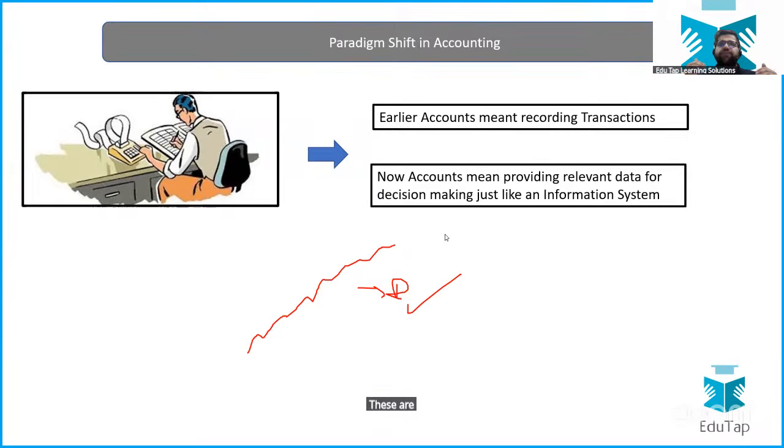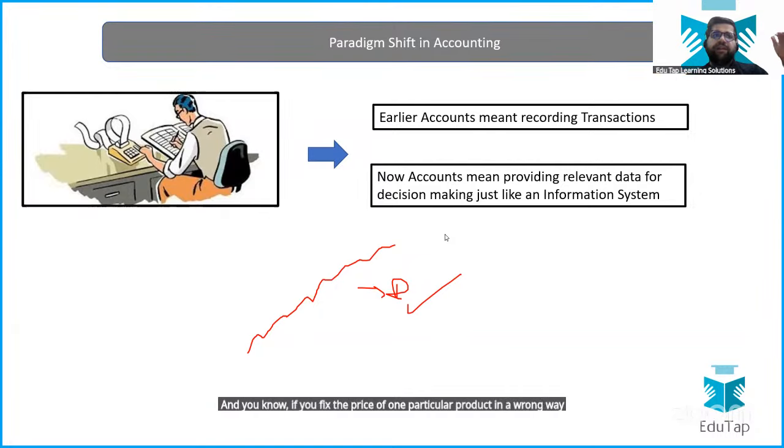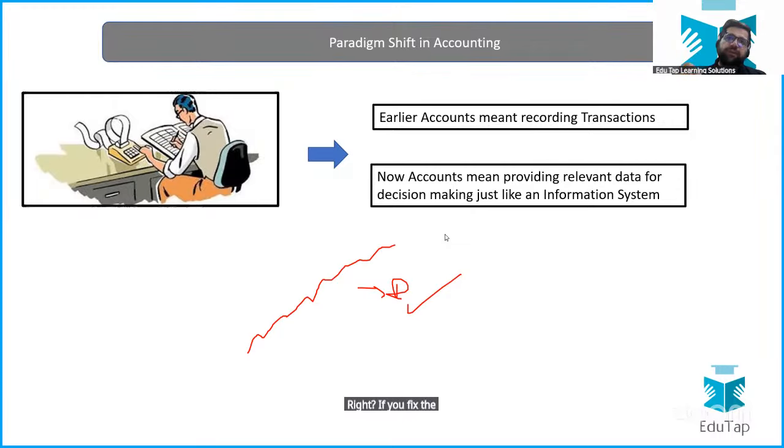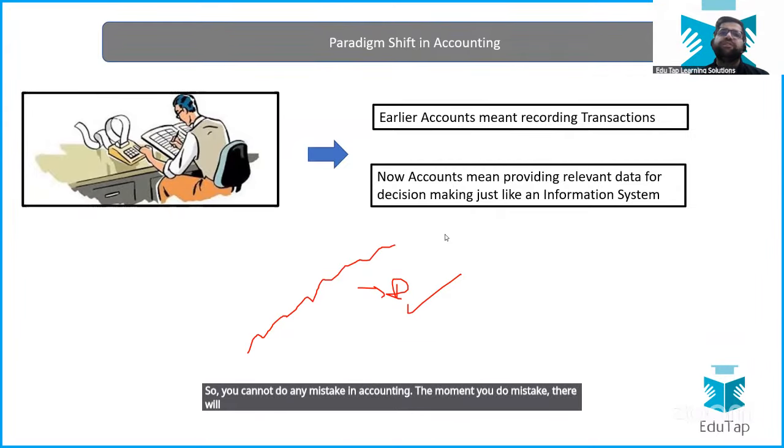These are branches of accounting. With cost accounting, managers try to do what? They try to fix a price of one particular product. And you know, if you fix the price of one particular product in a wrong way, the companies can collapse, right? If you fix the price in a right way, companies can go up in a very good manner. So you cannot make any mistake in accounting. The moment you make a mistake, there will be consequences, right?